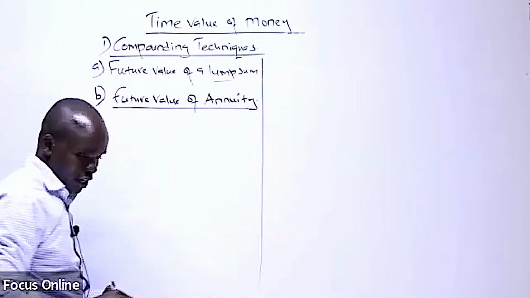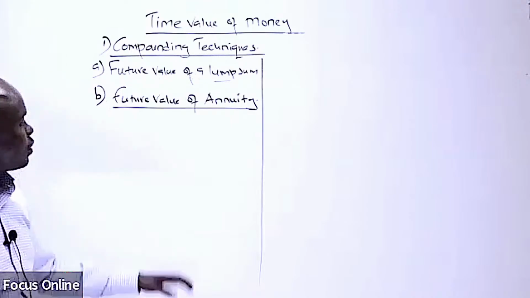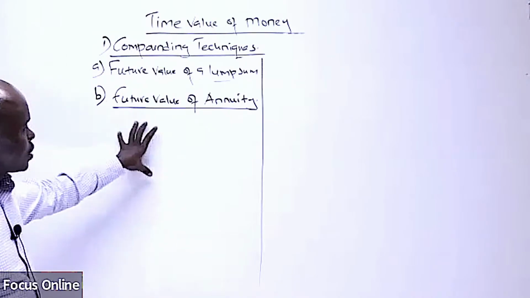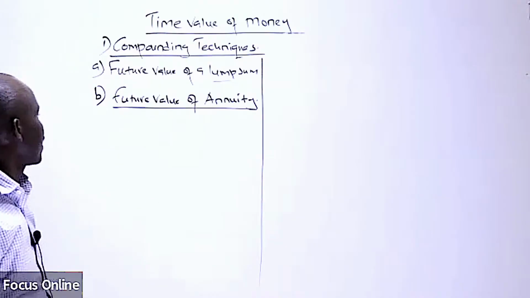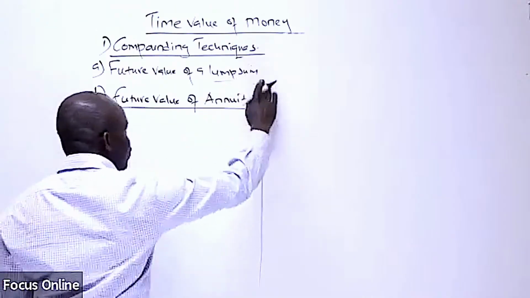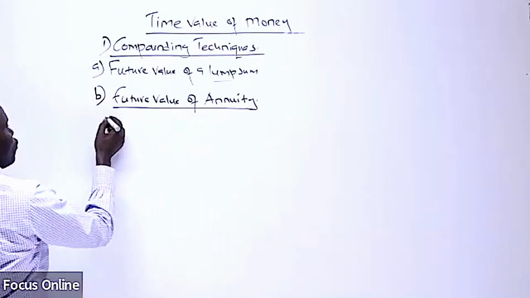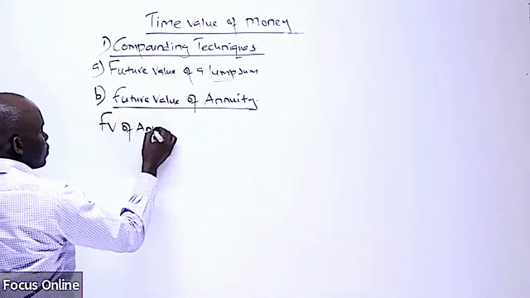Future value of annuity. Now, a future value of an annuity, just like we've said, it's an annuity when the amount occurs repetitively, but regularly. So future value of an annuity is computed as follows.